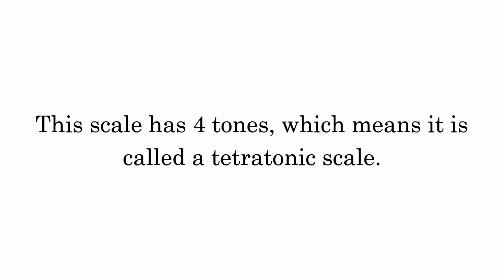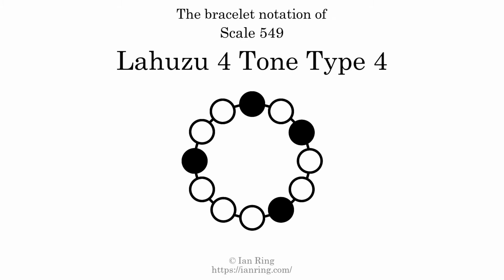This scale has 4 tones, which means it is called a tetratonic scale. This is a bracelet notation diagram of scale 549. The shaded circles represent tones that appear in the scale, and they are read clockwise, starting at the top.